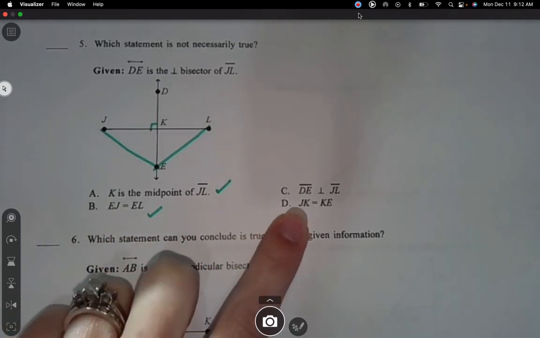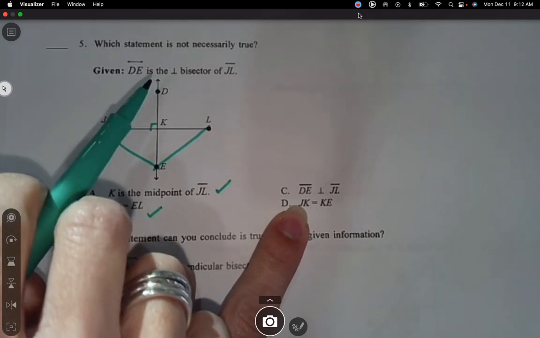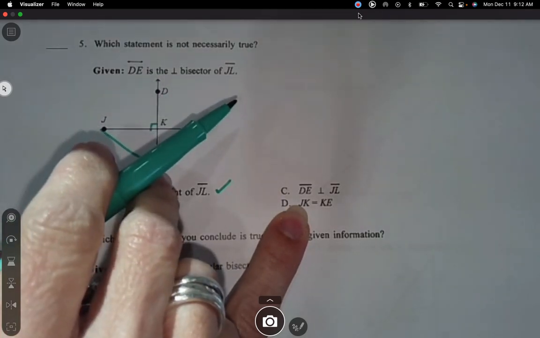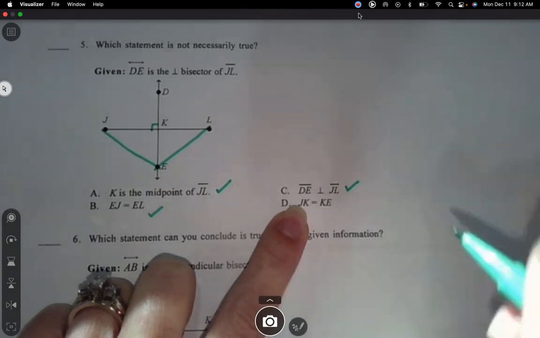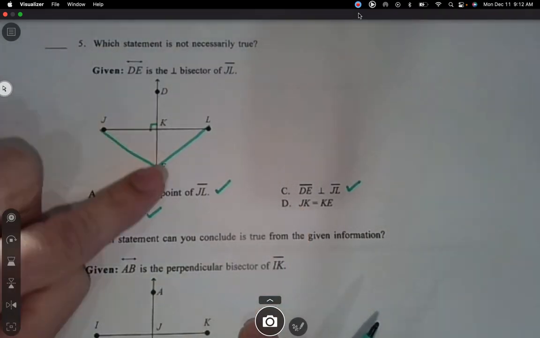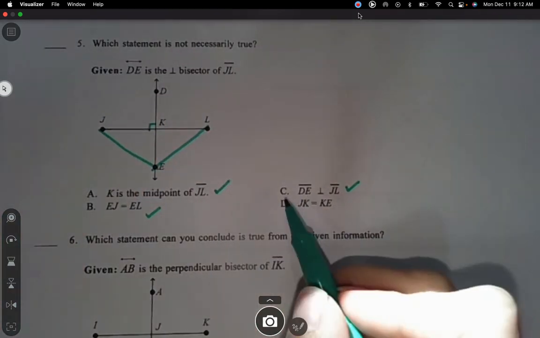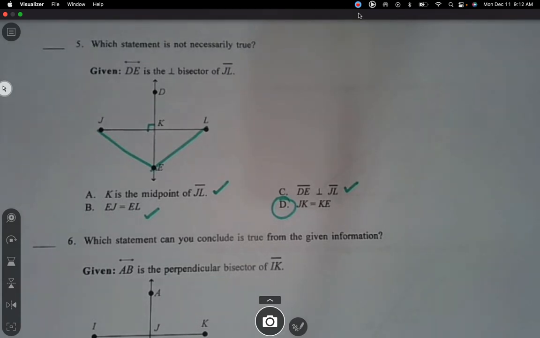Would DE be perpendicular to JL? It literally says that. DE is perpendicular to JL. So yes. And this one's the weird one. Would JK be equal to KE? Those are 2 totally different parts. So no. So that's the one that we don't know is necessarily true. Does that make sense, y'all? Are we good with that? It should be the one that's clearly a little off.